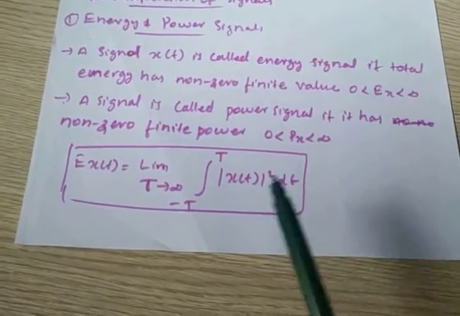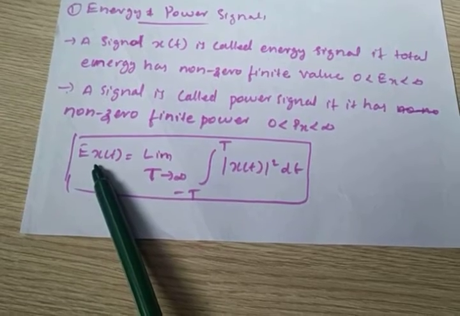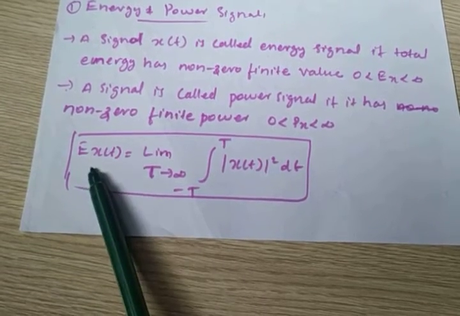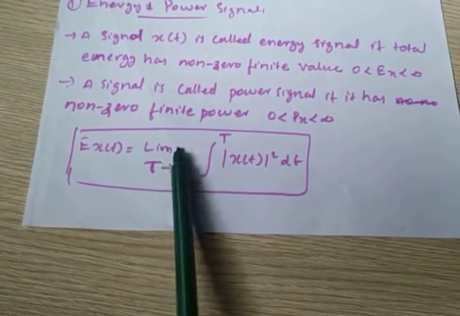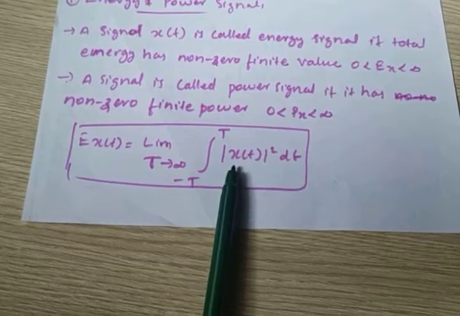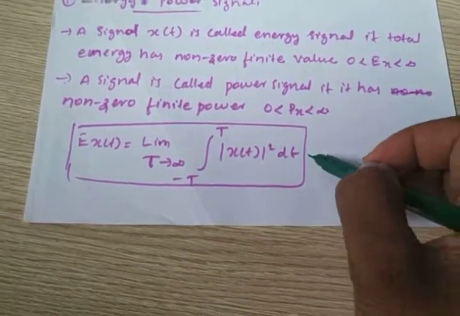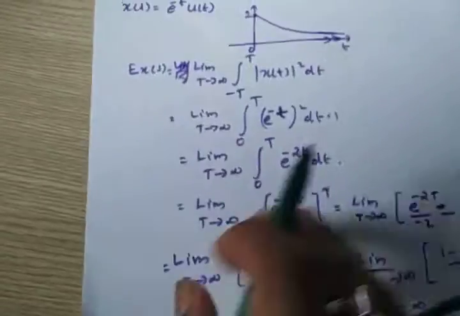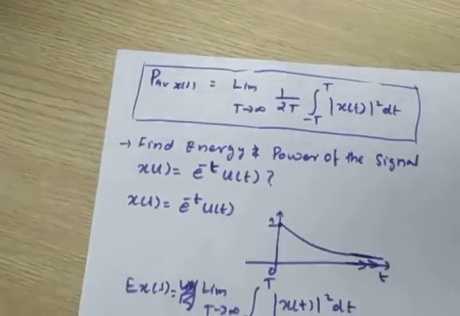So this is the representation of the energy of a signal. The energy of the signal is represented by E, and x of t is the signal. The energy of the signal x of t is represented by Ex of t equal to limit T tends to infinity, integral from minus T to T of mod x of t the whole square dt. This is the equation for the energy of the signal, and this is the equation for the power of the signal.